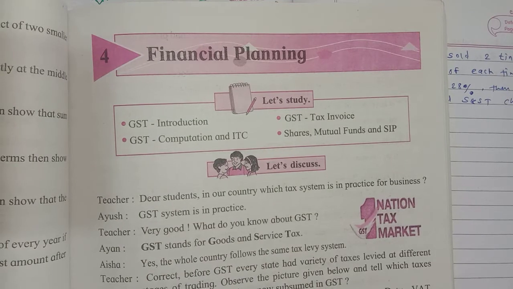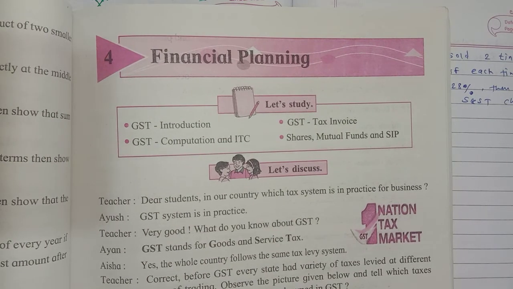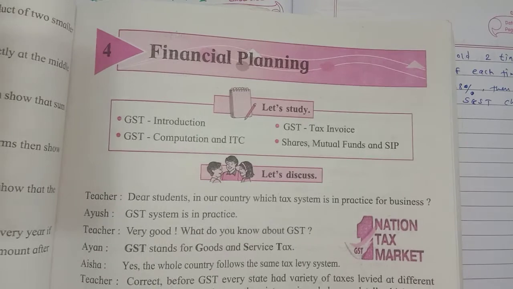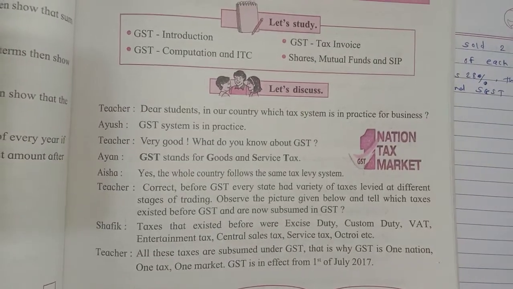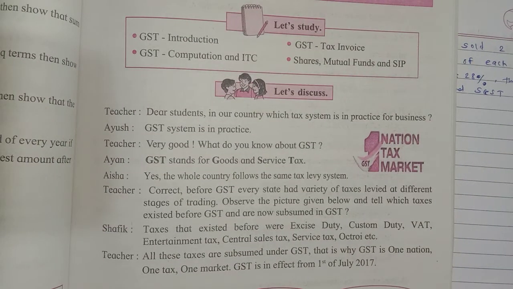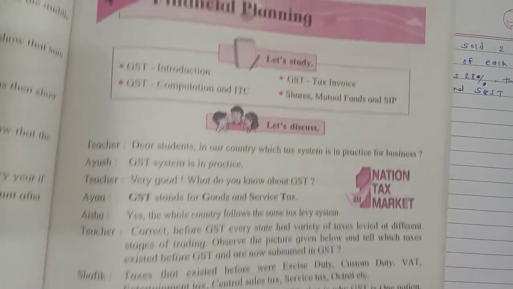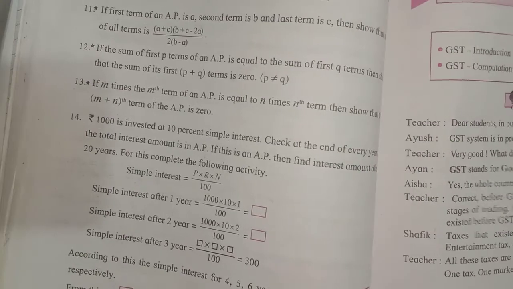In last period, we started the fourth chapter, financial planning. In financial planning, we study about GST. GST means Goods and Service Tax. वस्तू आणि सेवा कर. We know GST. In GST, there are two taxes, CGST and SGST.